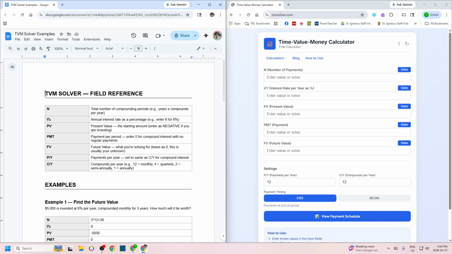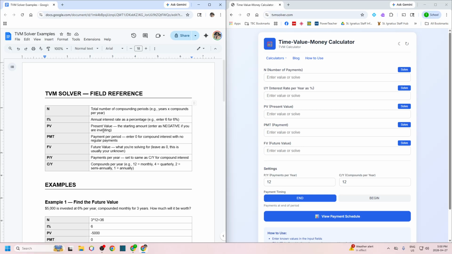My website is tvmsolver.com, and I'll show you exactly how to use this. On the left, I've got a little cheat sheet for you. You can feel free to screenshot this if you'd like. Every TVM solver I've ever used has these same basic fields. One of the fields is N. N represents the total number of compound periods. I% is the annual interest rate, but you don't need to convert it to a decimal. You just put it as a percentage.